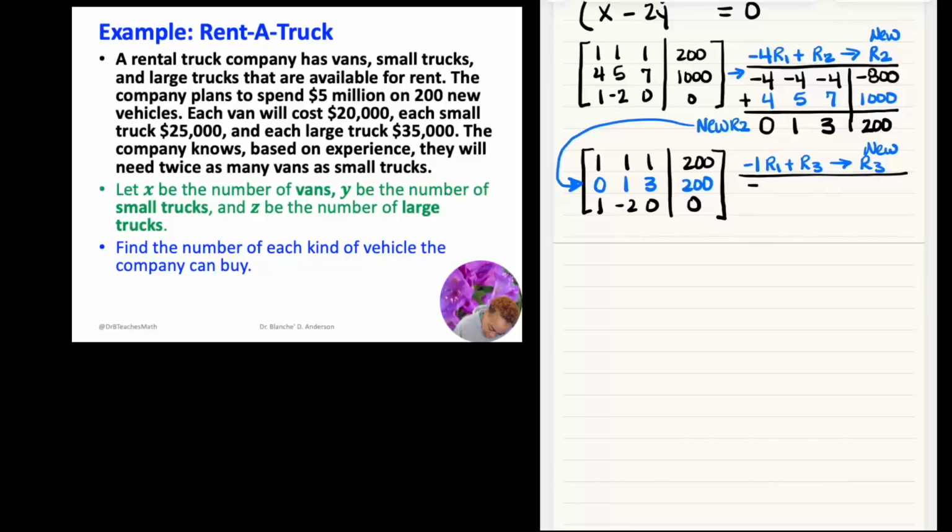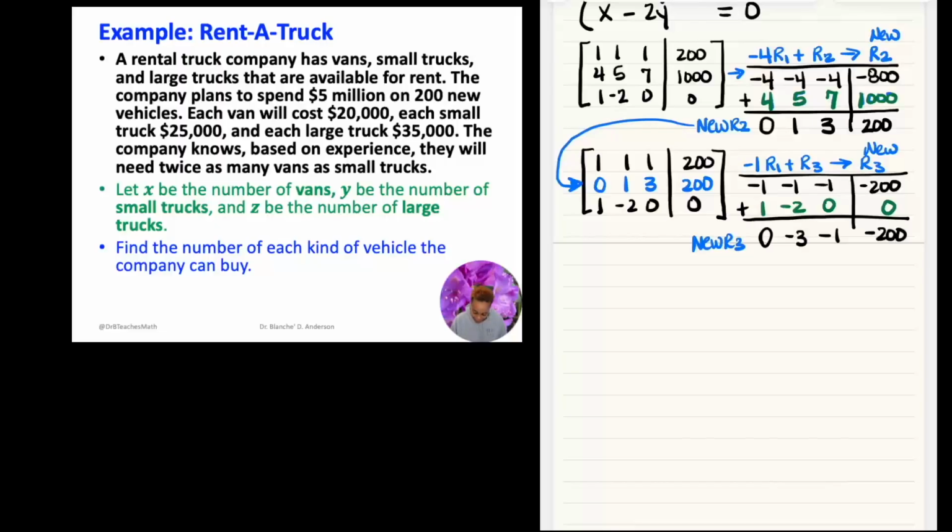So I'm taking -1 times row 1. That's going to give me -1, -1, -1, -200. And then I'm going to add, I'm going to do this in green. Add my row 3, 1, -2, 0, 0. And then that should give me my new row 3, right? I'm going to say my new row 3. So when I write that, that gives me 0. That gives me -3. That gives me -1. That gives me -200. This is 4. Do that in green. 4, 5, 7, 1,000.